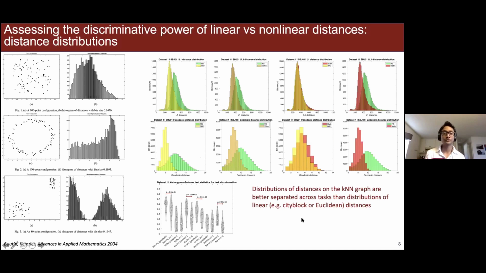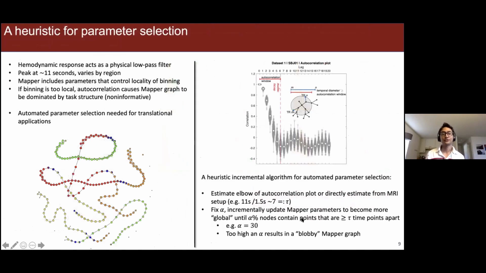The next step that happens in the Mapper pipeline is to figure out what parameters to use. So Mapper comes with parameters which control the granularity of the Mapper graph. The interesting thing with neuroimaging data is that this hemodynamic response, because fMRI measures changes in blood concentration, takes about 15 seconds to wipe out completely and acts as a physical low-pass filter. And therefore, it imposes autocorrelation structure on the data.